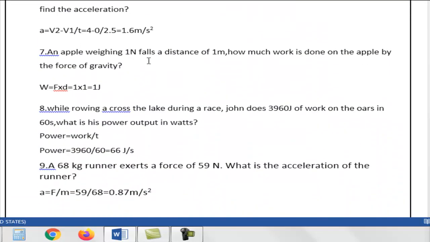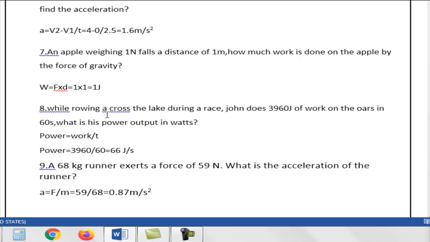An apple, its weight 1 Newton, falls a distance 1 meter. How much work is done on the apple by the force of gravity? Okay, we have work equals force by distance, 1 by 1 equals 1 joule. So we have to write the law. After that, we solve the problem. It's very important.